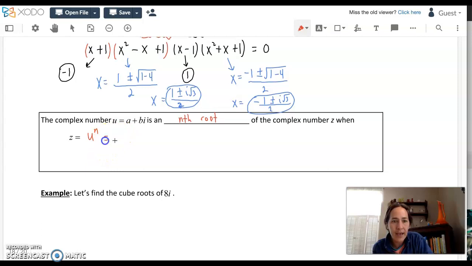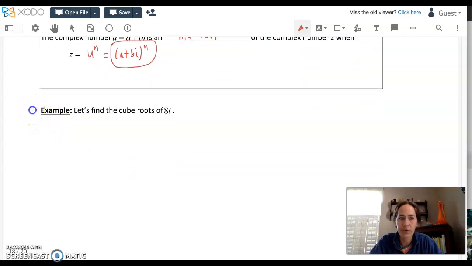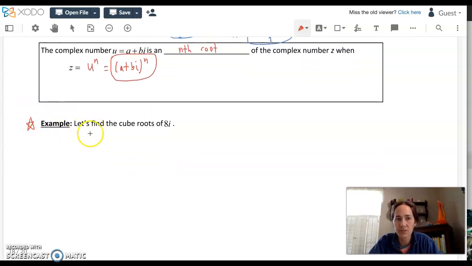And we can write this as a plus bi to the nth. Here's an example of it in more of a rectangular form, and when we need polar form, we will definitely be converting. Let's try one initial example before we get a couple more summarization rules at the bottom. Let's find the cube roots of 8i.